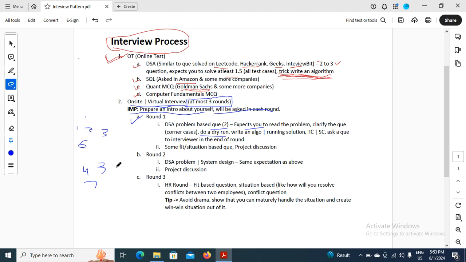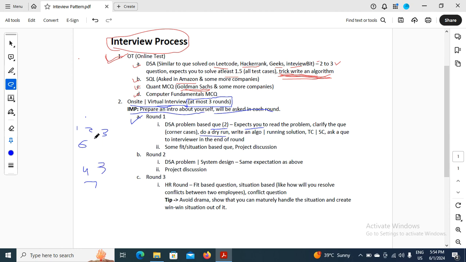Let's say 3 to 4 test cases. And suppose this was the problem given to you, the clarifying questions can be: can this input be negative, can this input go beyond the integer range, let's say.